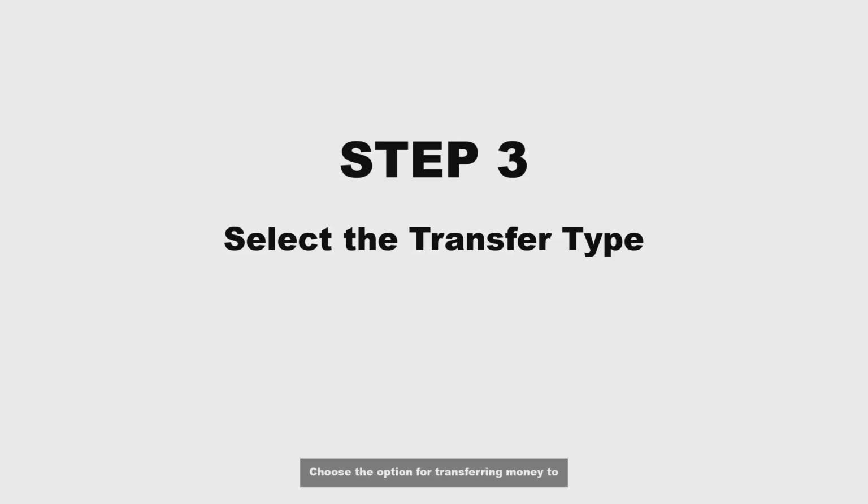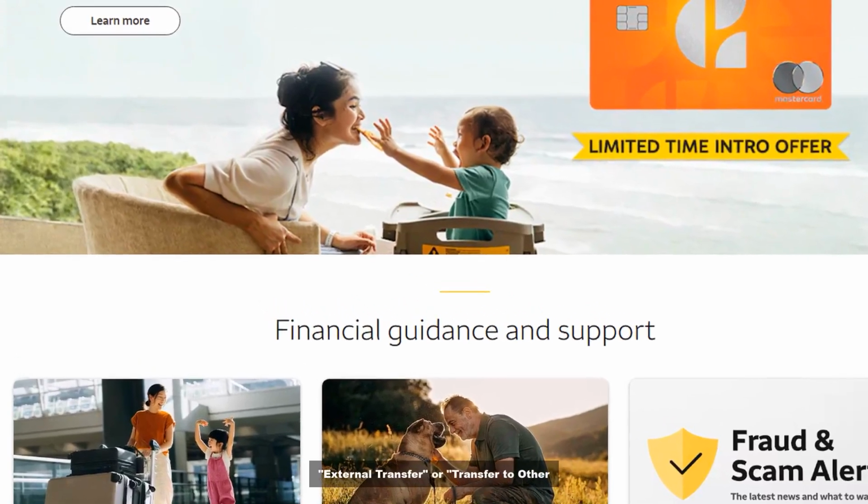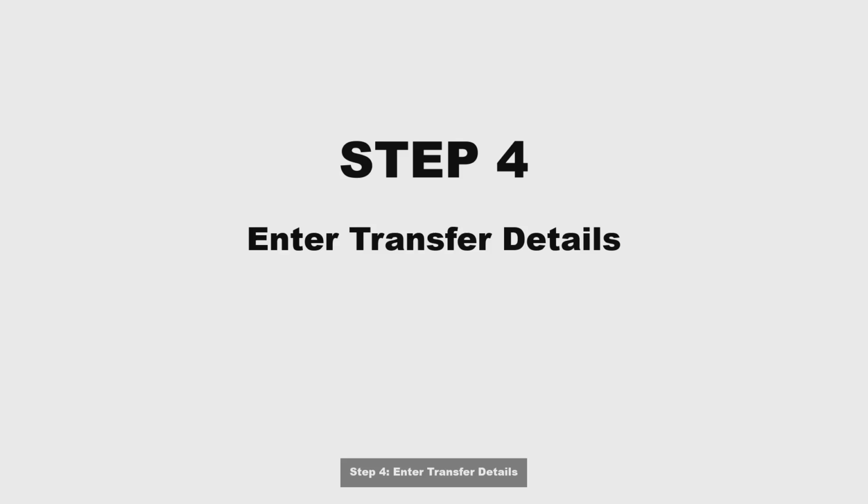Step 3. Select the transfer type. Choose the option for transferring money to another bank account. This may be labeled as external transfer or transfer to other bank.